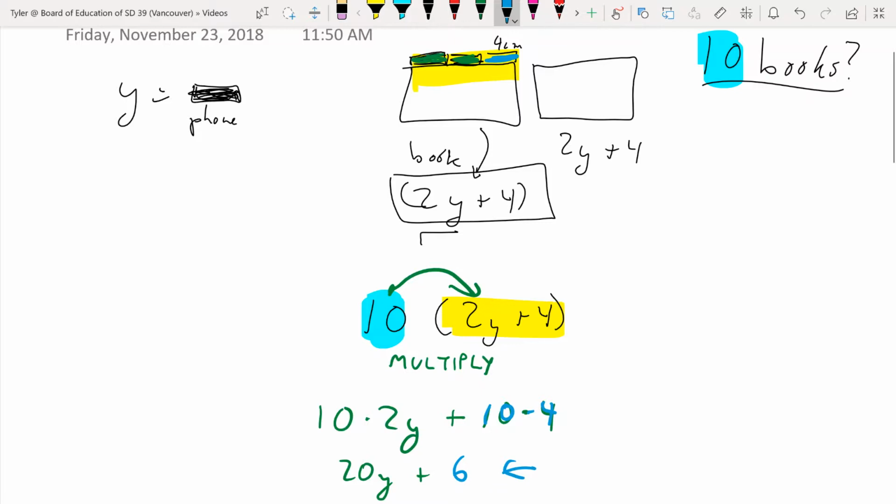Oh, I'm sorry. It was plus. My bad. So that should be 40. That makes more sense. 10 times 4 gives me 40. Okay? So it's 20 cell phones long plus 40 extra centimeters at the end. That's the basics of understanding how this works.